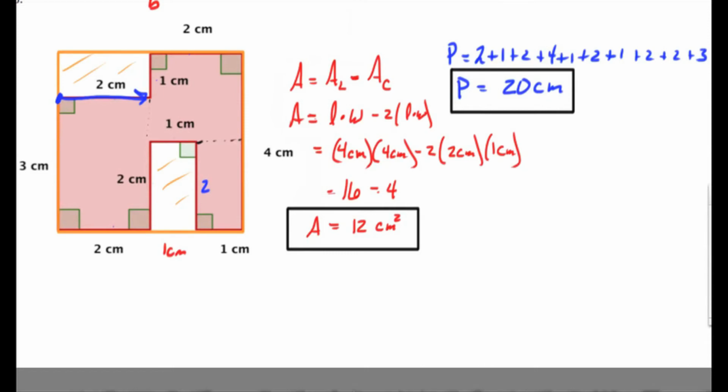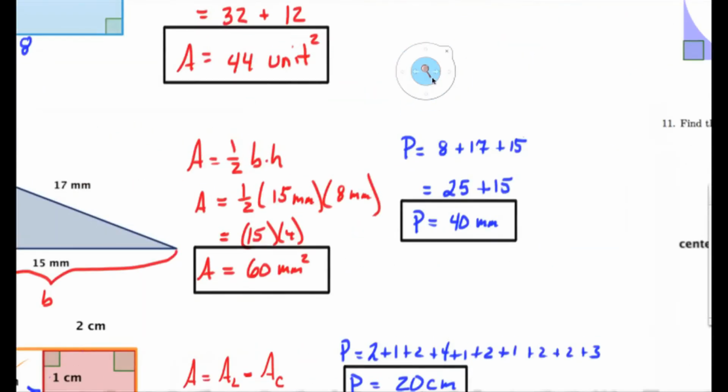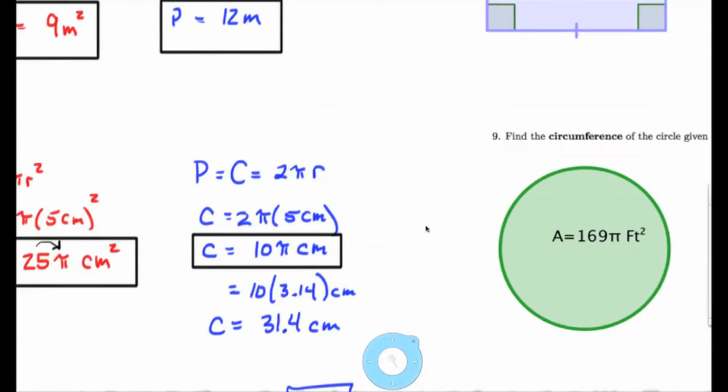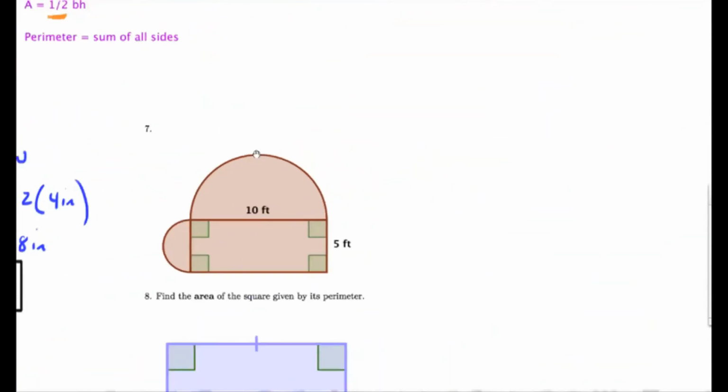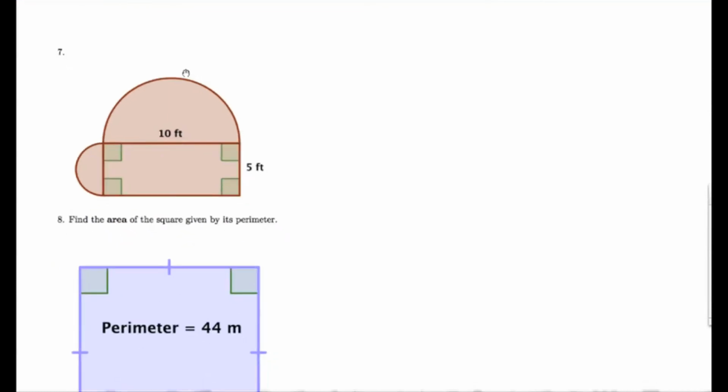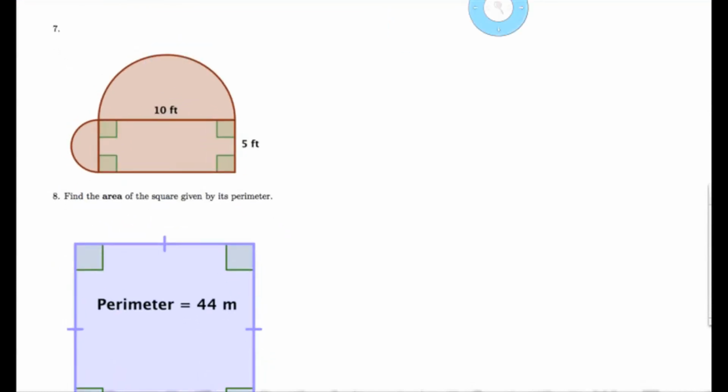Good. Okay, last one here on finding the area and perimeter. Number 7. Another irregular shape. So I've got 3 shapes all combined in one.